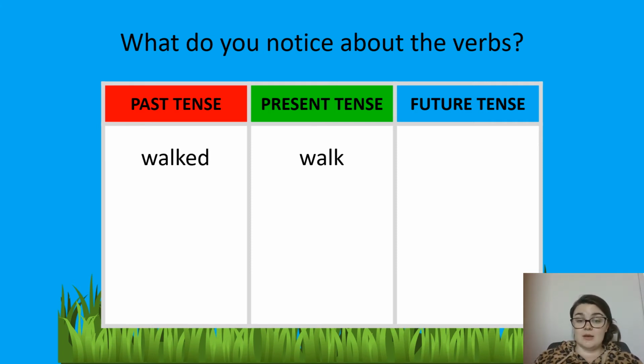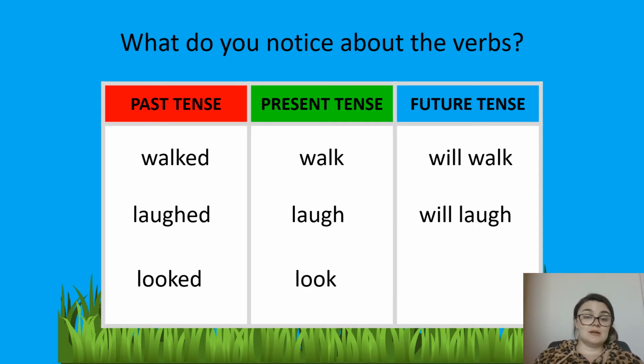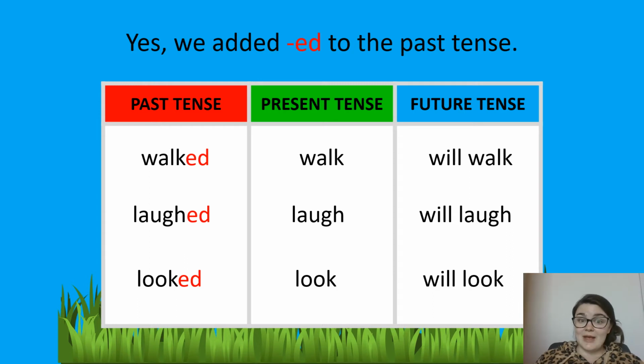Walk becomes walked in the past and will walk in the future. Laugh becomes laughed in the past and will laugh in the future. And look becomes looked in the past and will look in the future. Do you see a pattern here? Yes, we added ed to the past tense verbs.